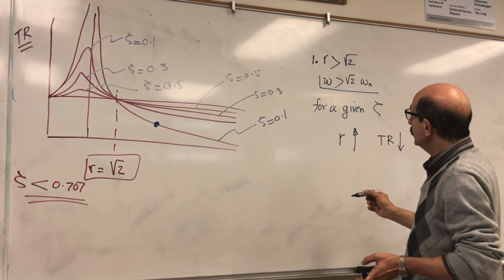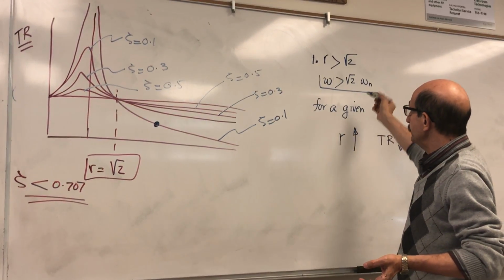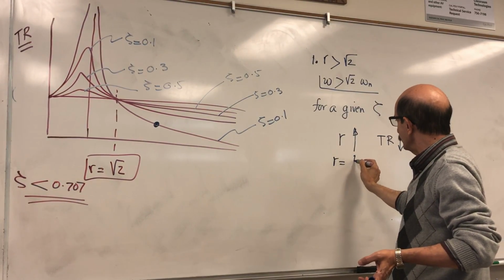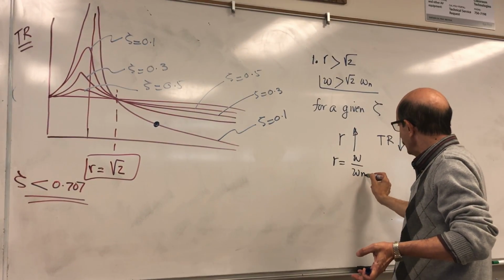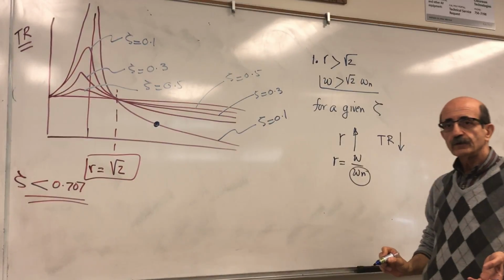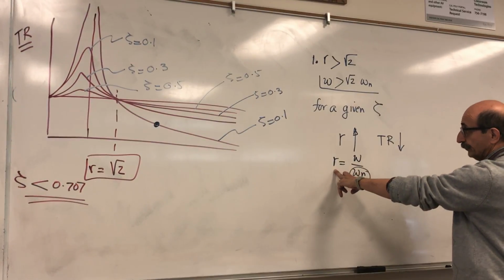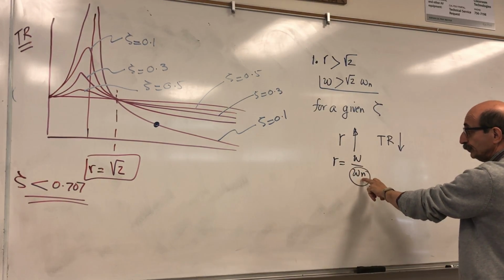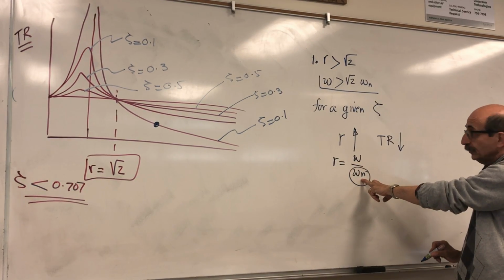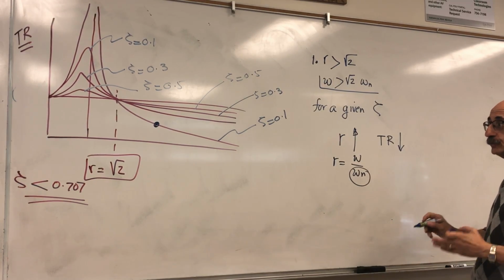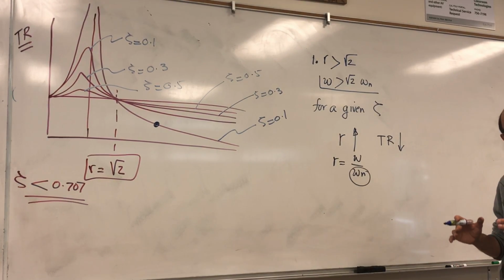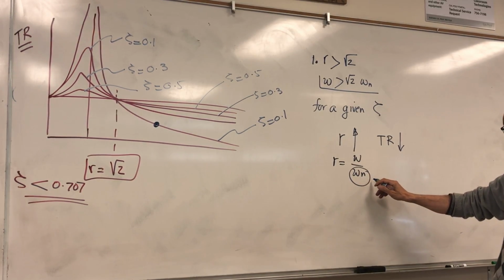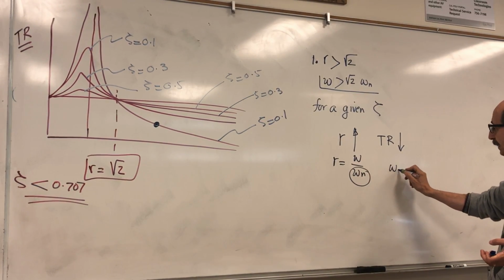Okay, so obviously R is, as I said, omega over omega n, right? So in order to increase this, if this is constant, you have to reduce this, right? So in order to have the lowest transmissibility ratio possible, you want to have a very, very small omega n. What is omega n?